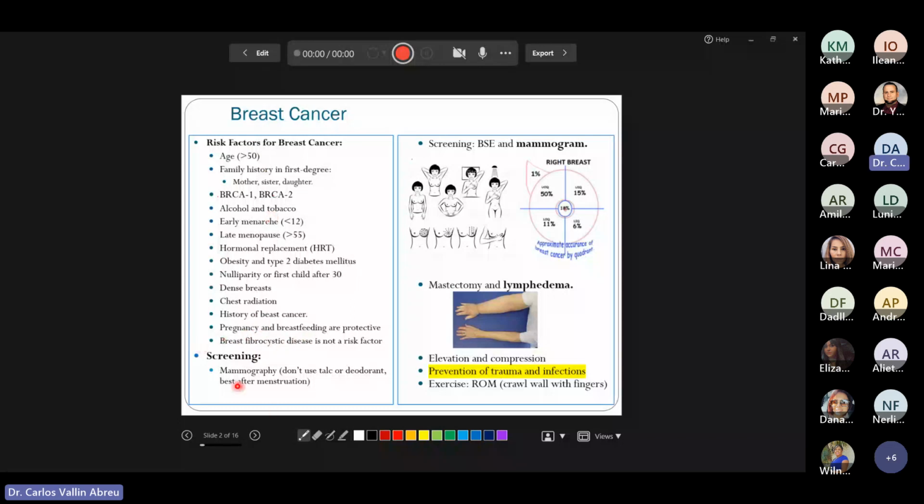Remember that the screening is the mammography. For the mammography, the question is: don't use talc, body powder, or deodorant. And the mammography in a menstruating woman should be done after the menstruation, one week after, when the breasts are deflated or less tender.